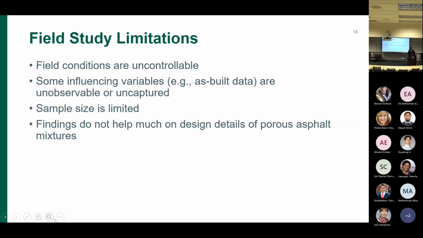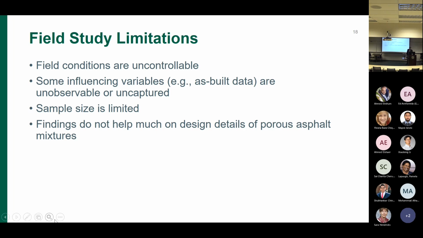Now, this field study developed some findings, but the field study is expensive, and we don't have any control over these variables that we observed, and we also missed the observation of some variables because we cannot observe them. Also the sample size is limited, so the findings from the field study do not say much about the design details of porous asphalt mixtures, for example, how to adjust the mixture design to achieve the desirable level of air void content.